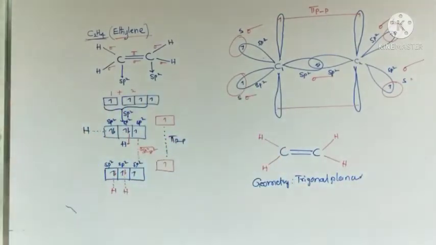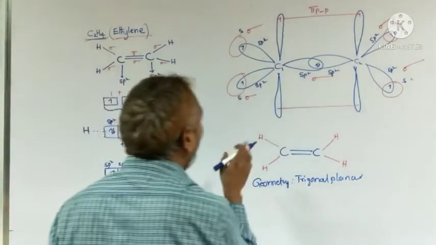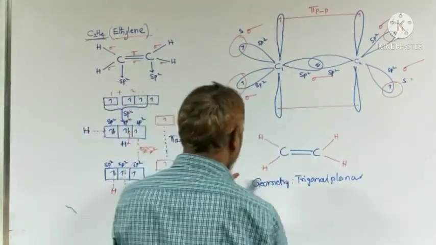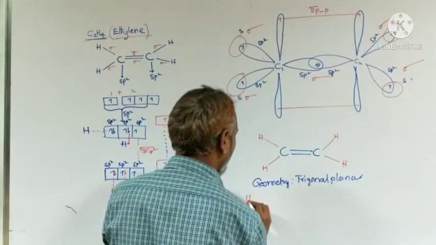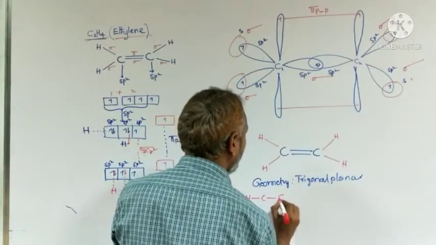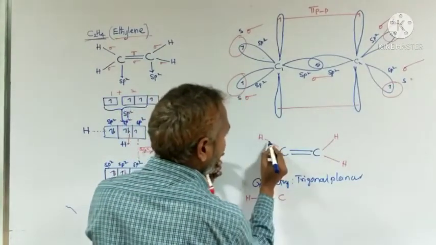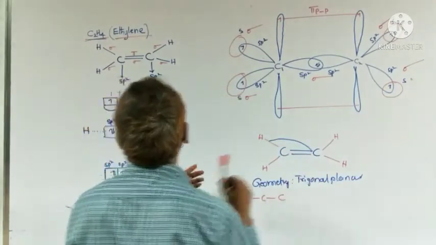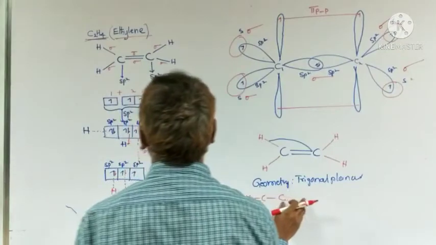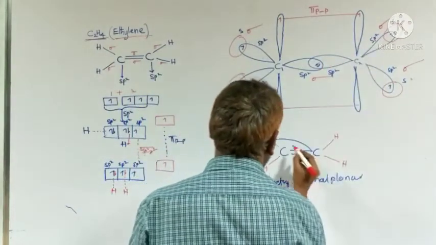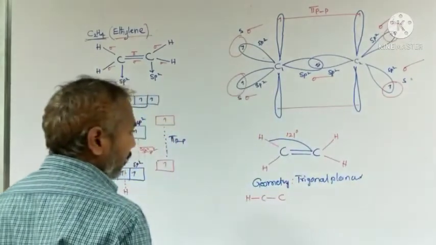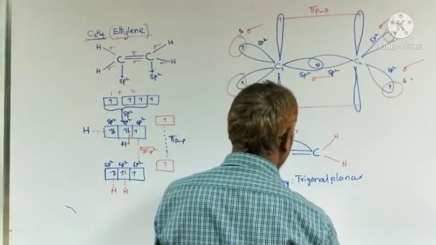Trigonal planar geometry. But here there are 2 bond angles. One is the HCC bond angle. How much is the HCC bond angle? 121 degrees. Here, 121 degrees.